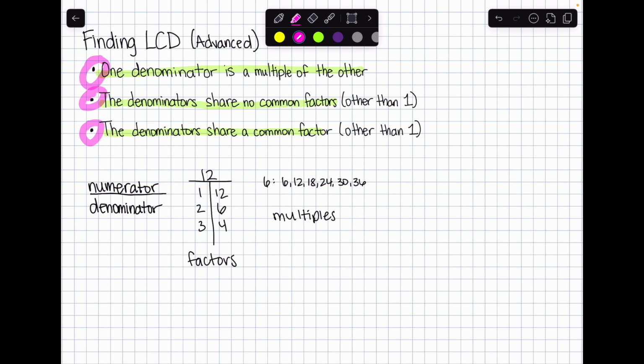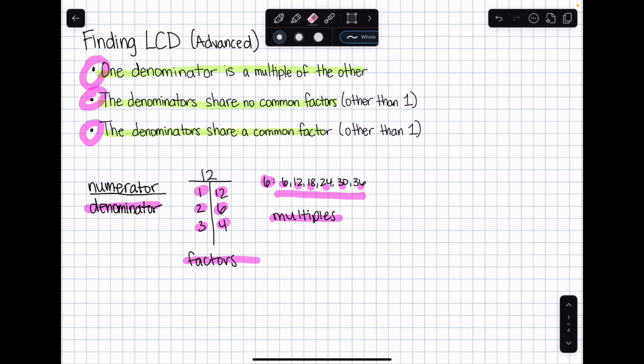So quick vocab review: denominator is the bottom number. Numerator is the top number. Denominator is the bottom number. Factors are the numbers you can multiply together to get a certain number. So like 1 and 12 are factors of 12. 2 and 6 are factors of 12. And 3 and 4 are factors of 12. Multiples, these are very much confused a lot of the time. Multiples are the numbers you're skip counting. So if you're skip counting 6, you go 6, 12, 18, 24, 30, 36, and so on. These are multiples of 6.